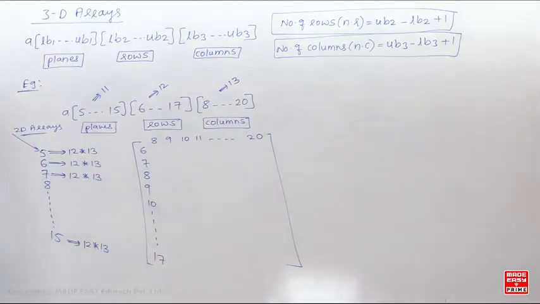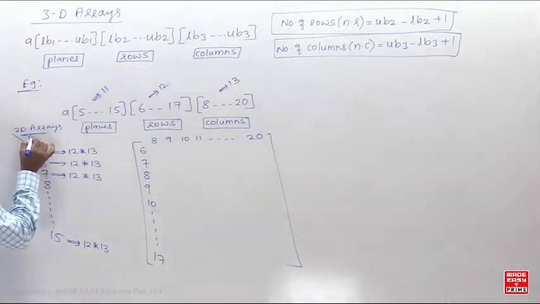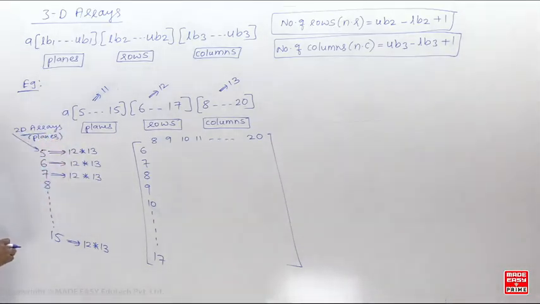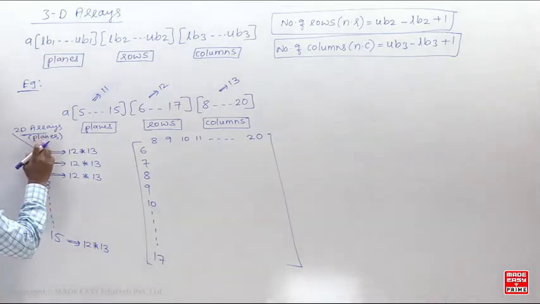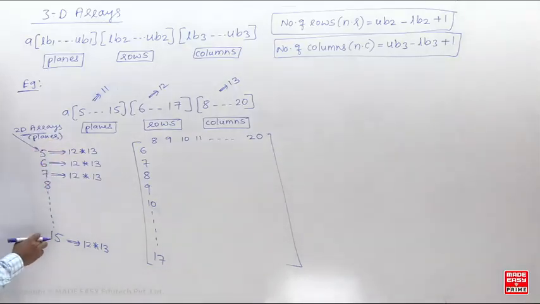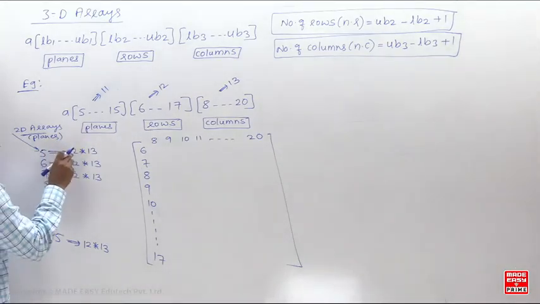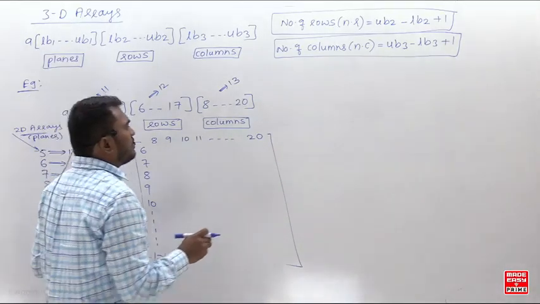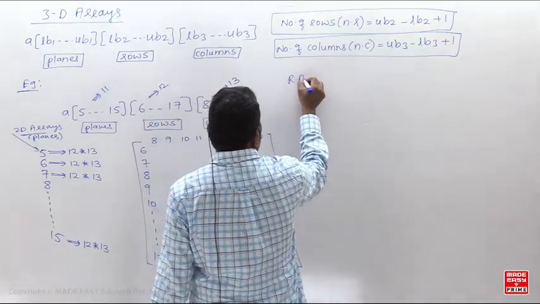Copy this carefully. The 2D array number, or it is also called planes. Write down here: 2D arrays, or you can say planes. Plane number 5 to 15. The name of the 2D array does not matter, right? So 2D array number or plane number is 5 to 15. Every plane, every 2D array, is having 12 into 13 elements.